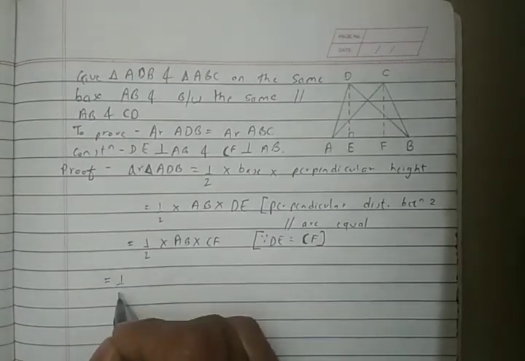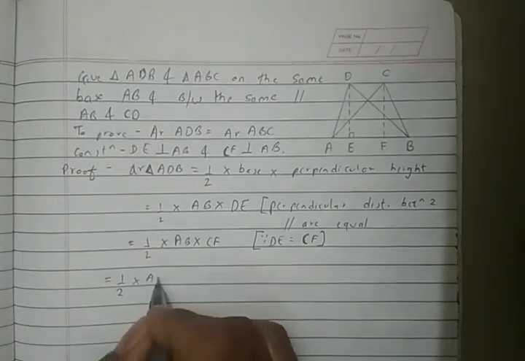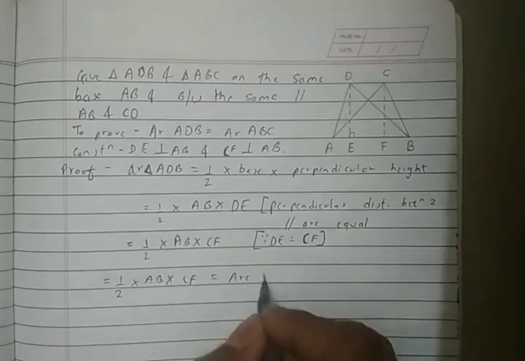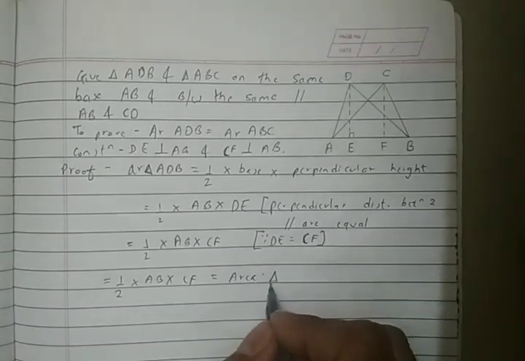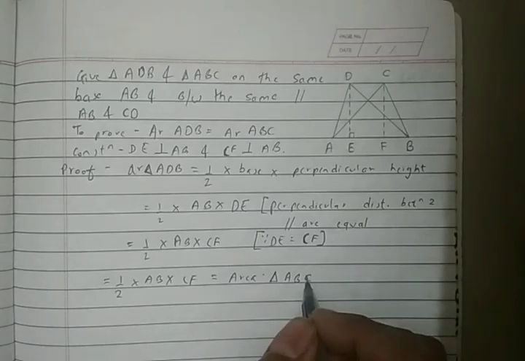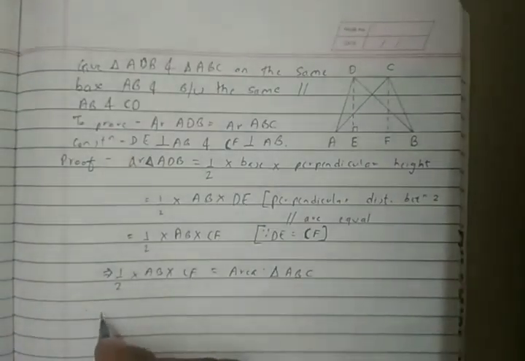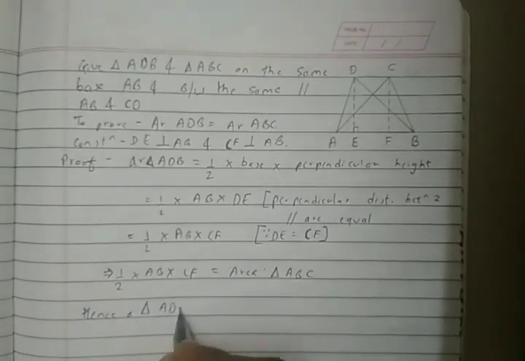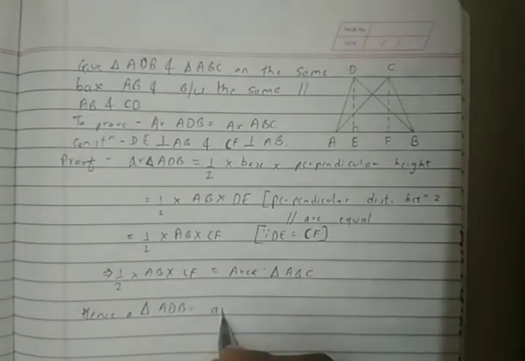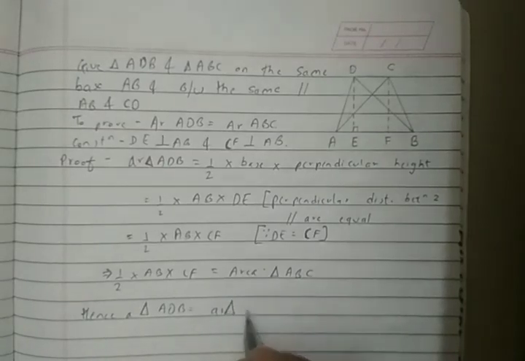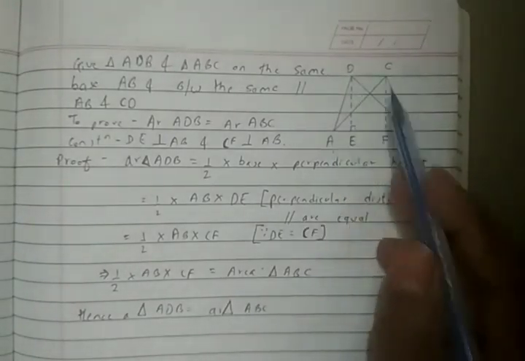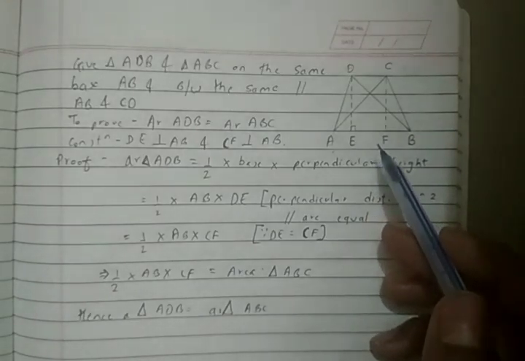Here you can write down half of AB into CF equal to area of triangle ABC. Hence you can say that area of triangle ADB equal to area of triangle ABC. Thus it is proved that these two triangles ADB and ABC have equal areas.